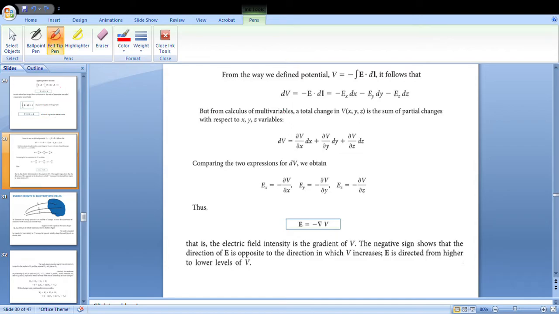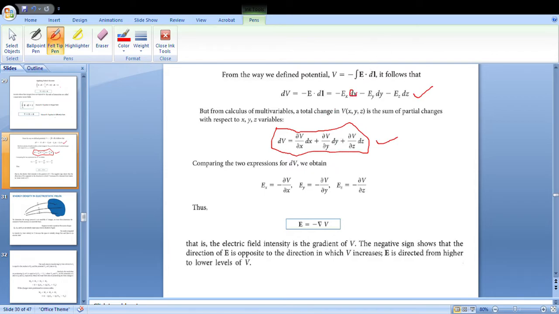So from calculus of multivariables, we have dV is equal to, you have to note this formula here, dV is equal to dou V by dou x into dx plus dou V by dou y into dy plus dou V by dou z into dz. So this is from calculus and this is from E dot dl, right? When you compare these two, what do we get?